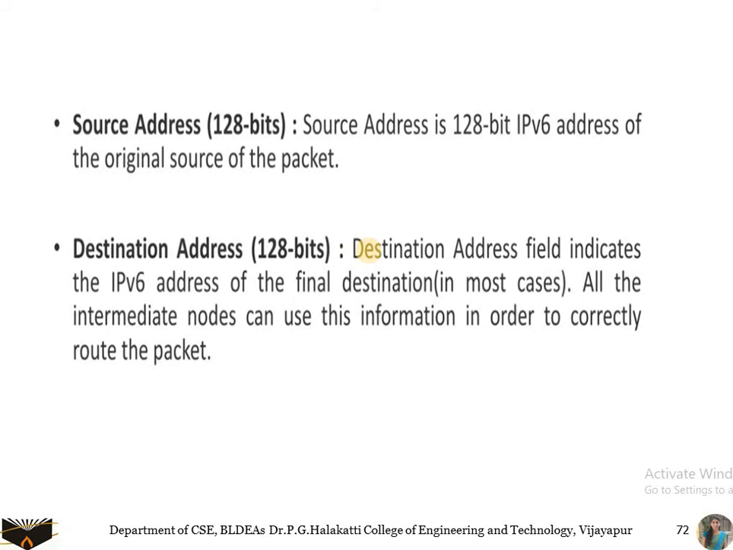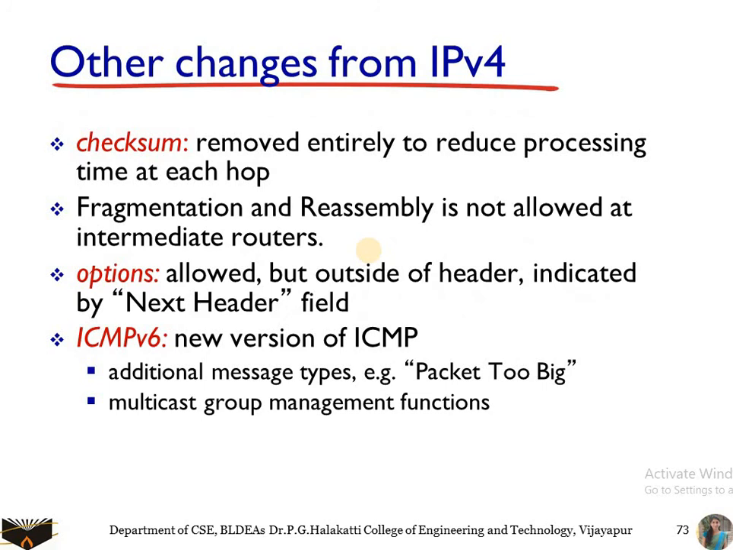So the destination address field indicates the IPv6 address of the final destination. All the intermediate nodes can use this information in order to correctly route the packet. So other changes from IPv4, the first one is checksum. This checksum is similar to the internet checksum.